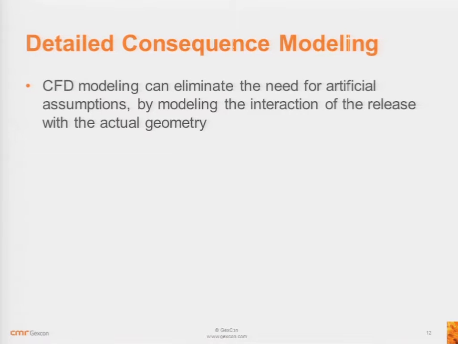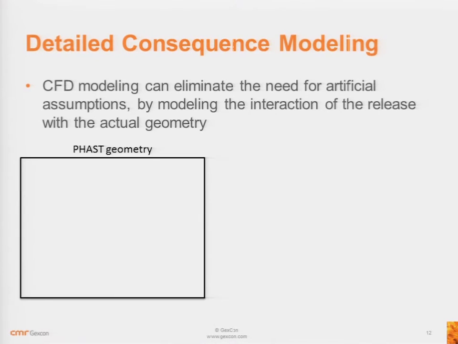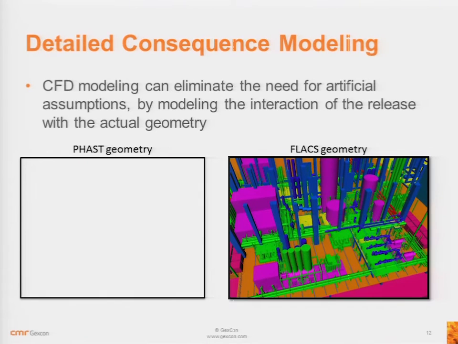So one way to avoid having to make these assumptions or decisions is to do the modeling with a tool that can actually account for these interactions, so with a CFD tool. In that case, you go from this geometry to this geometry. In one case, you have to decide, okay, can these 40-meter distances actually happen or not? In the other case, the calculation tells you you don't have to make that choice.